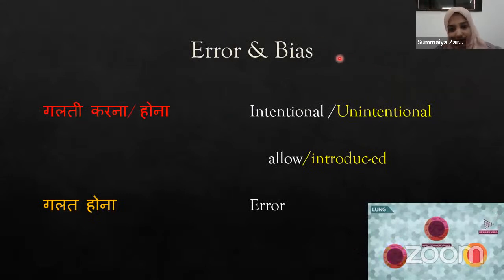So these biases can be introduced intentionally, that is, if the researcher is allowing the entry of biases. Or they can be introduced unintentionally.